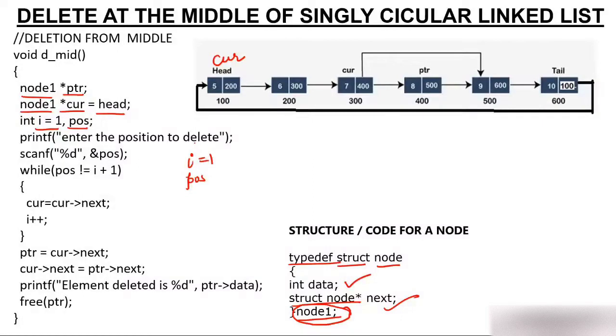Which node do we want to delete? Enter the position you want to delete. Suppose the user wants to delete the fourth node. The moment the user enters 4, pos will have the value 4. Fine. Okay. Now comes the question.